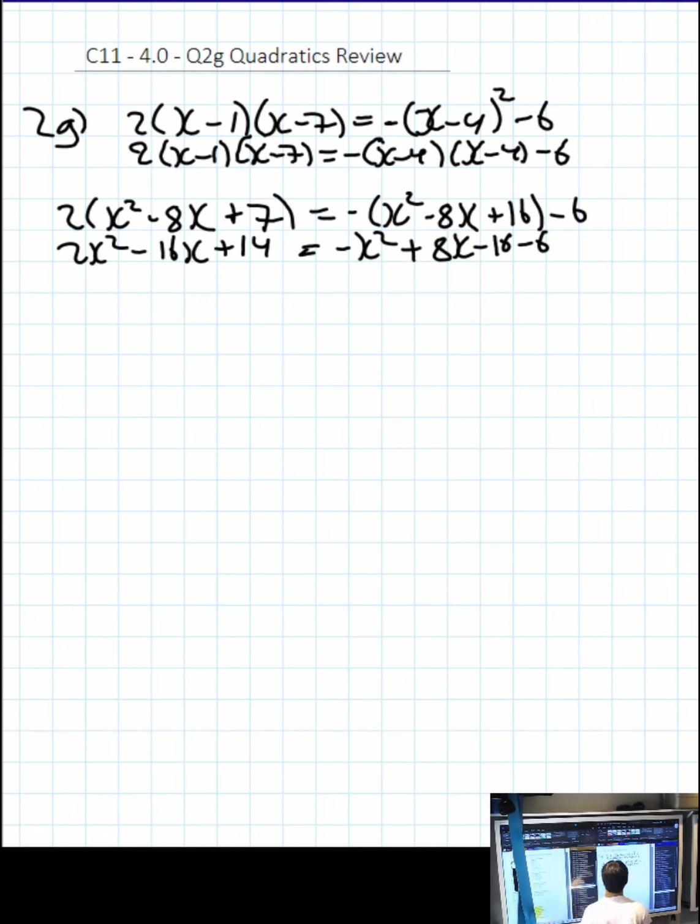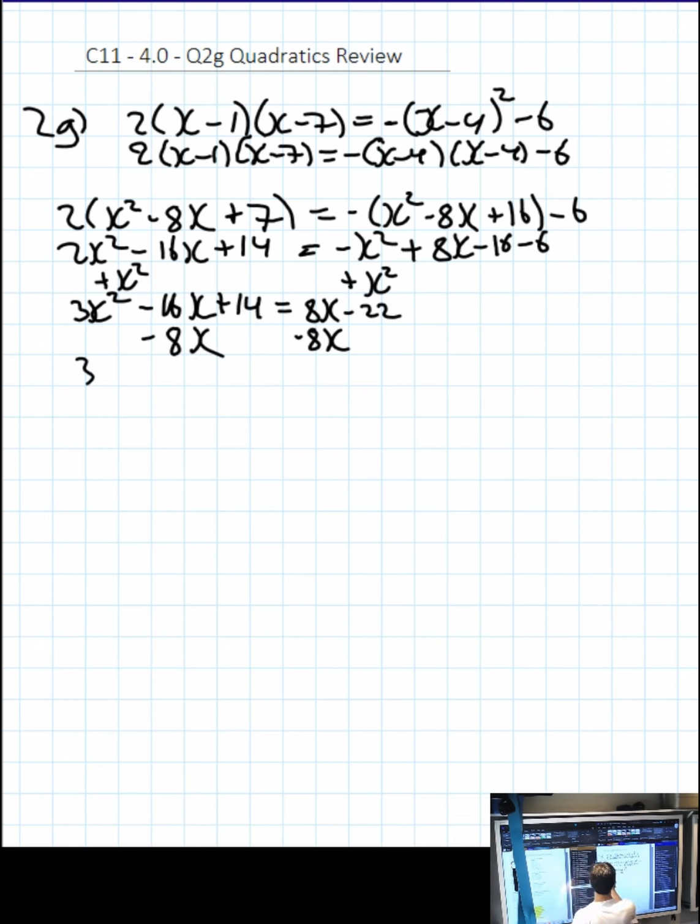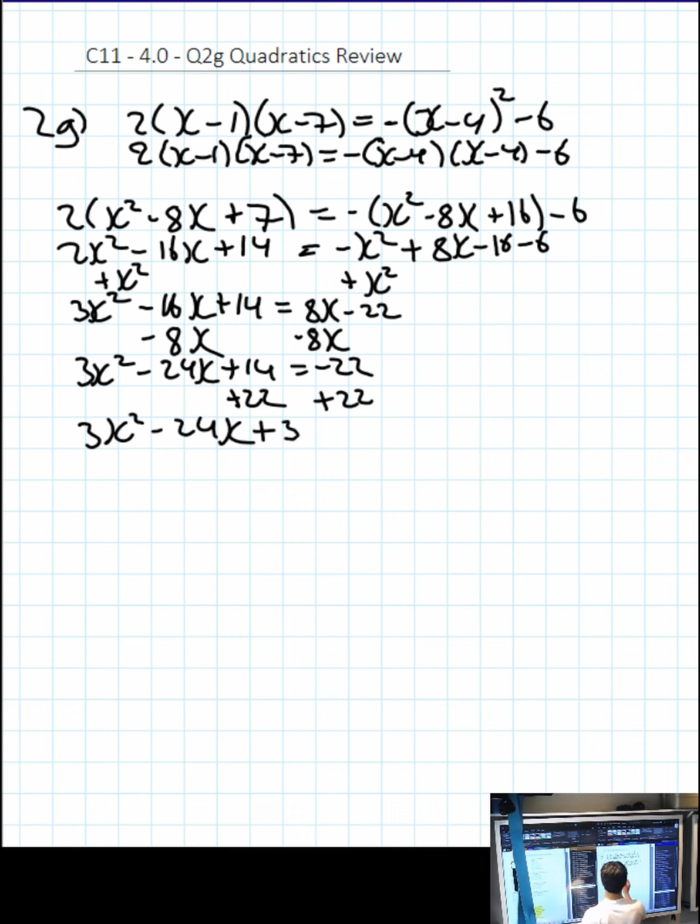Nice. Good. Okay. So we're going to start doing these things one at a time. Let's add x squared to both sides. So plus x squared, plus x squared. And we have 3x squared minus 16x plus 14 equals 8x. Hang tight. Now negative 16 minus 6 is going to be negative 22. Good, so we're going to subtract 8x from both sides, minus 8x. Good, so we're left with 3x squared minus 24x plus 14 equals negative 22. Then we're going to add 22 to both sides, and we're going to get positive 36.